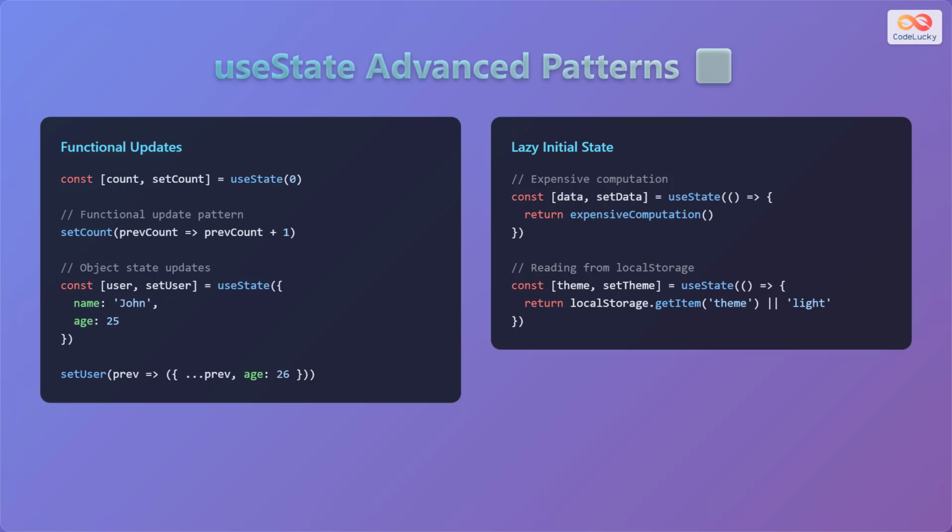Finally, lazy initial state. If the initial state is a result of an expensive computation, you can pass a function to useState. This function will only be executed once during the initial render. This can help optimize performance, especially when the initial state doesn't need to be computed on every render. Similarly, you can read a value from local storage as the initial state, ensuring it's only read once.